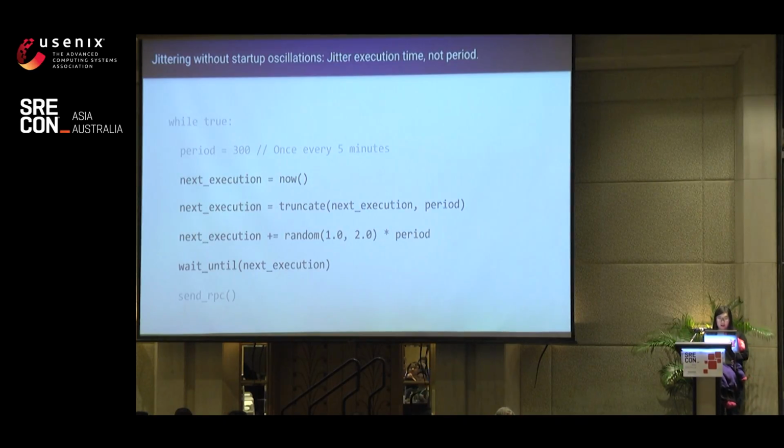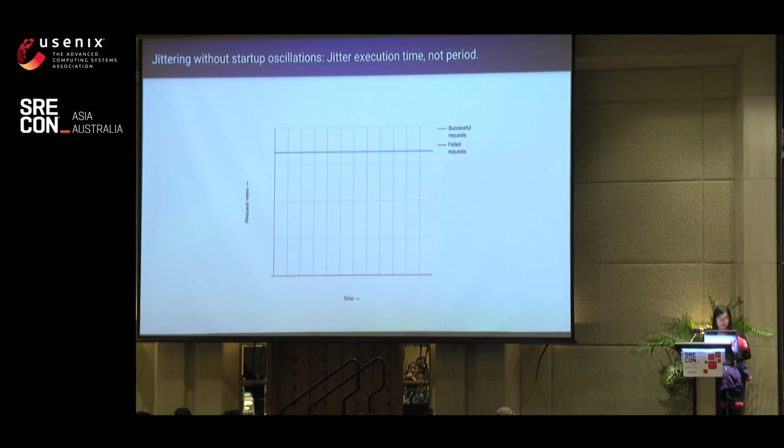So this is if we truncate the epoch to the nearest multiple of the period and then add the random delay. So we actually add jitter to the execution time instead of the resync period. And how would the graph look then? Because this is really boring. We actually get the first graph that we wanted: a really smooth load profile, no spikes, no oscillation.